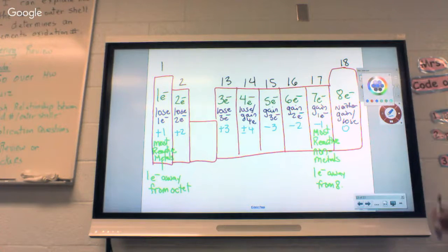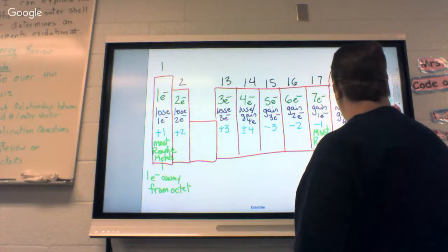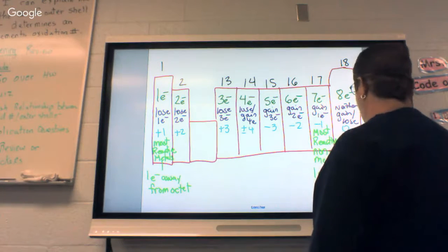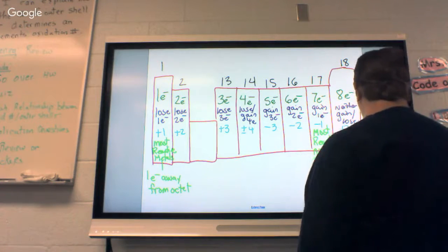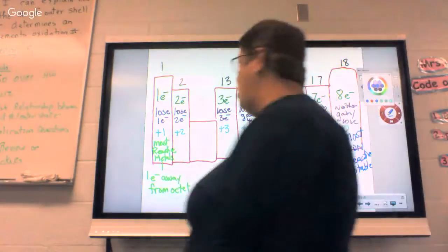Now, group 18 is the most non-reactive. They already have 8. These are the loyal people. These are your unmarried virgins in the crowd. They never do anything. They're the nuns. They believe in abstinence. They're never going to do anything. I don't care. Write it down. If you'll remember it, go for it.